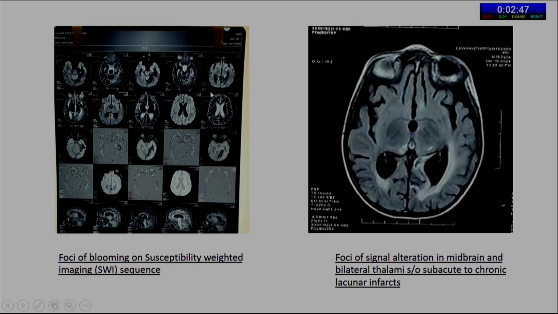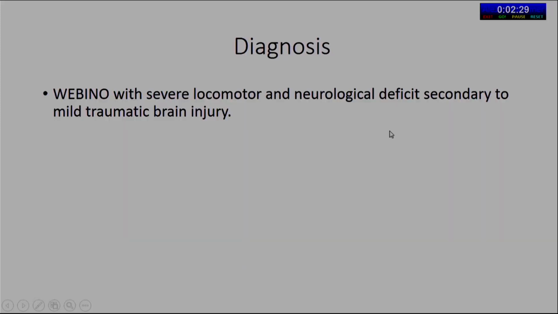This is showing, especially in this one, foci of blooming on SWI sequence, which is suggestive of the intracranial bleed, and also foci of signal alteration in the midbrain and bilateral thalami here, which is suggestive of subacute to chronic lacunar infarcts. So a diagnosis of Webinar syndrome with severe locomotor and neurological deficit secondary to mild traumatic brain injury was formed.